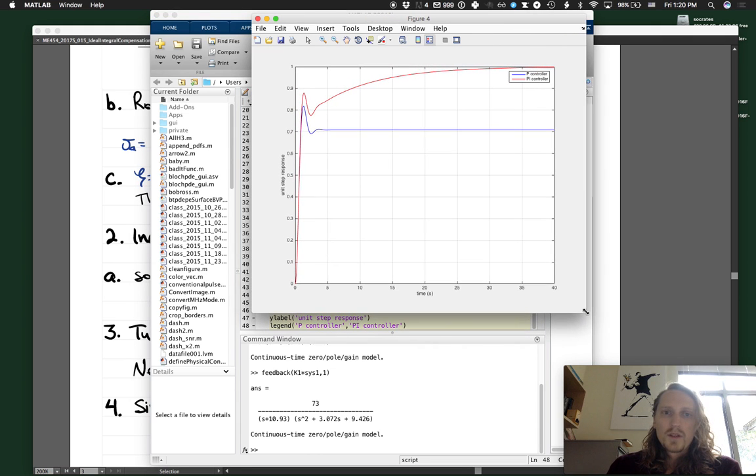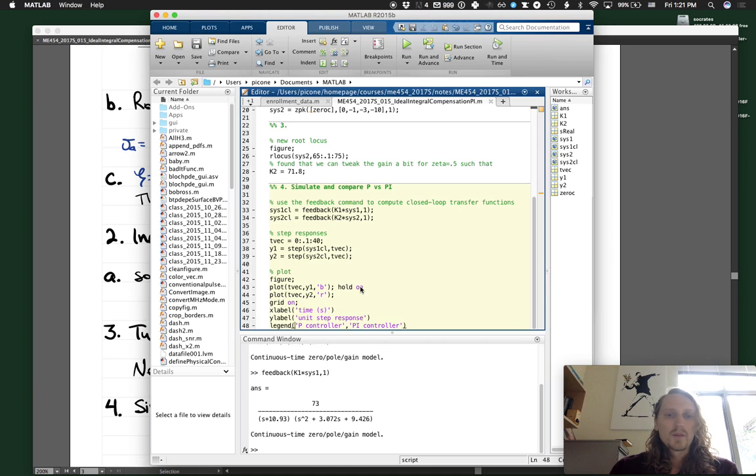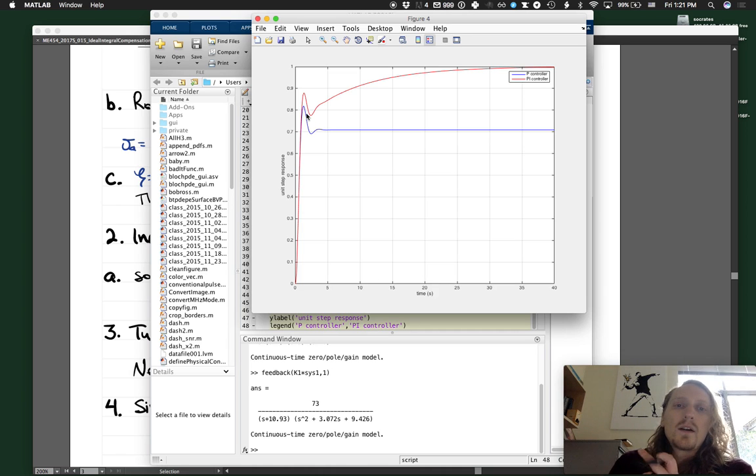And what do you know? We have ourselves a P controller that has a significant steady state response error. With a unit step input, we should be seeing a unit output, but it is in fact not coming to unity. It is instead settling out at 0.71 approximately. So when we add the integrator, however, the PI controller, it responds about the same transiently, right?